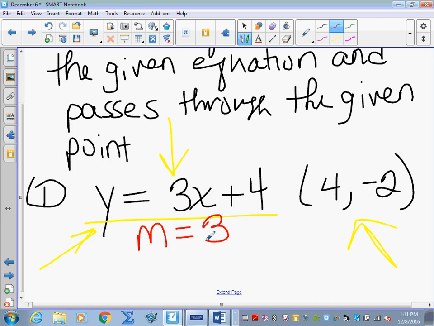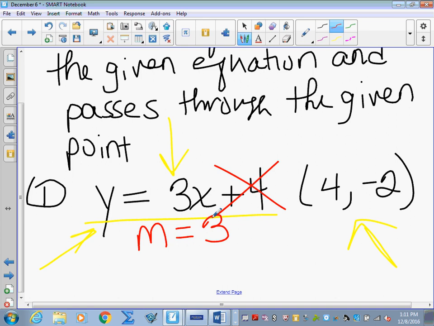So now I know two things. It doesn't even matter what this is. That's extra information they're giving you. All you need to know is what the slope is. That plus 4, or plus whatever, doesn't matter. It could be plus 100. It's not important.